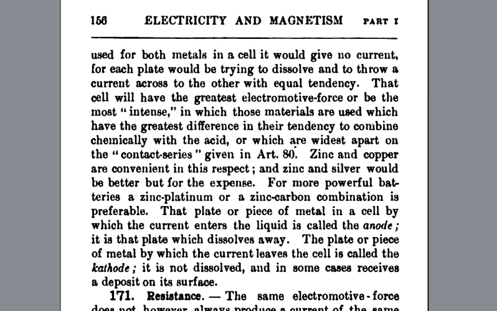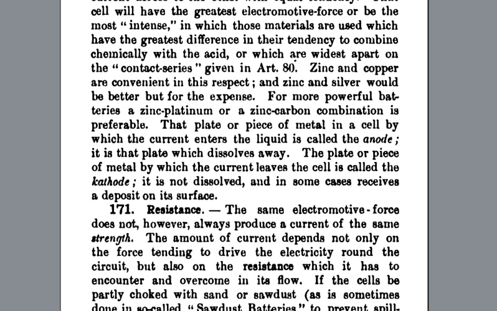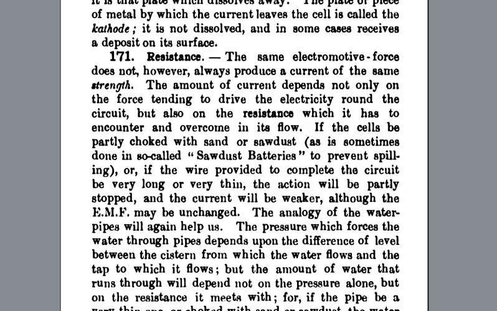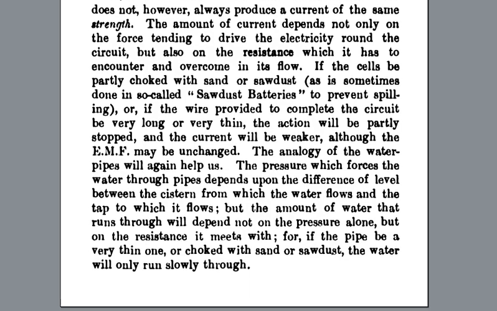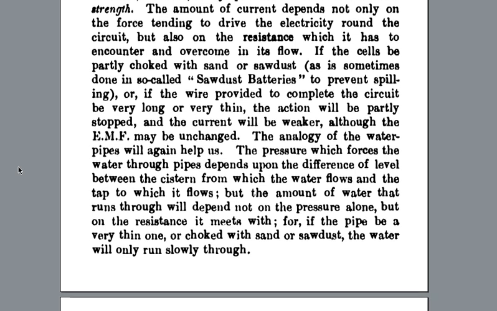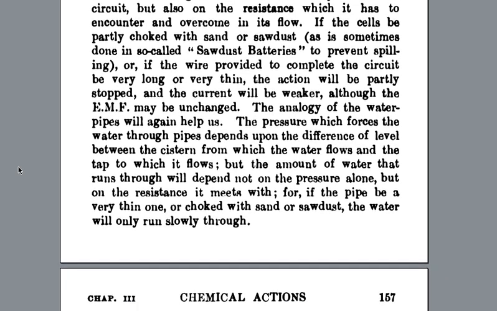Resistance. The same electromotive force does not, however, always produce a current of the same strength. The amount of current depends not only on the force tending to drive the electricity around the circuit, but also on the resistance it encounters and must overcome during its flow. If the cells are partly choked with sand or sawdust, as is sometimes done in so-called sawdust batteries to prevent spilling, or if the wire provided to complete the circuit is very long or very thin, the action will be partly impeded and the current will be weaker even though the electromotive force remains unchanged.